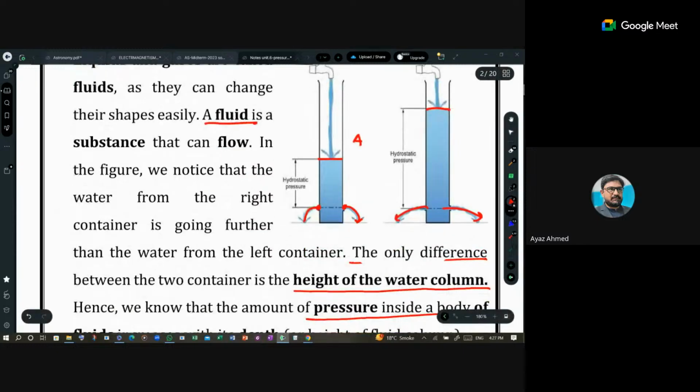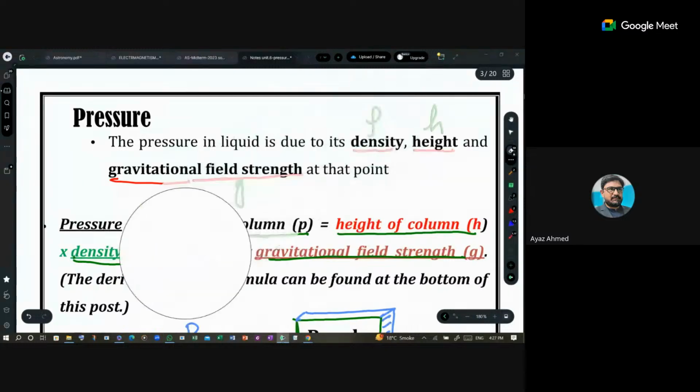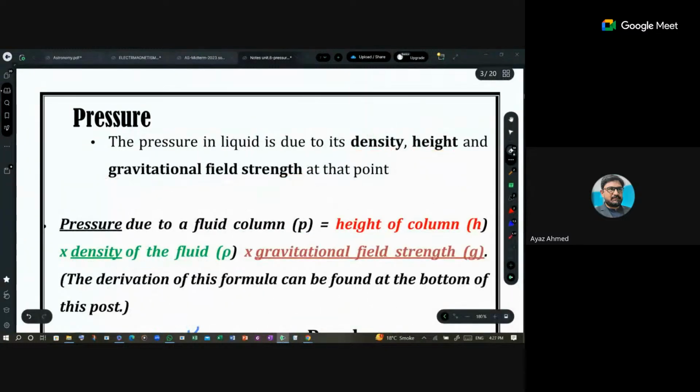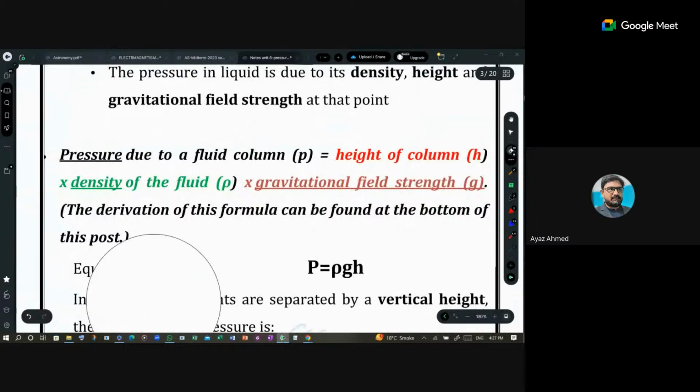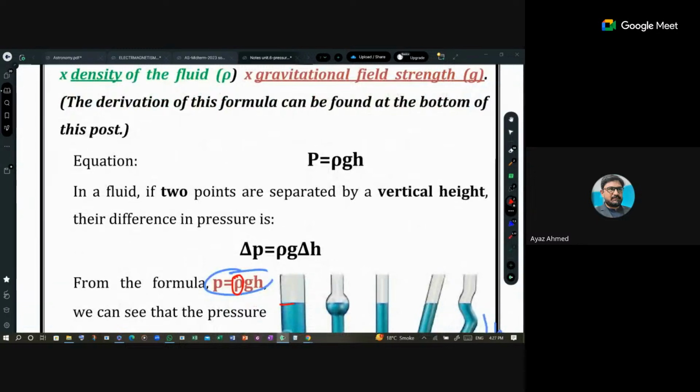In the same way, if I simplify the concept for you, because you are going to appear in the exam, then pressure of a liquid depends upon three major things: density, the value of g, that is gravitational field strength, and the height of the column. These are three parameters which affect the pressure. So if I derive an equation of pressure, pressure is equal to rho g h.